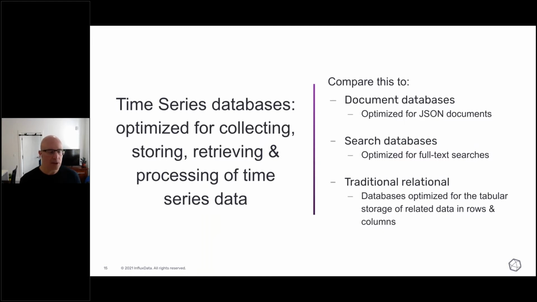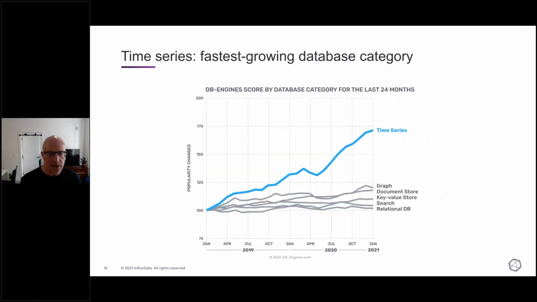So time series databases are purpose-built for collecting, storing and retrieving time series data. And this is different from other databases, where you might have document databases like MongoDB, which are optimized for processing JSON documents, search databases like Elasticsearch, optimized for full text searches, or traditional relational databases, Oracle, MySQL, Postgres, and that's all for relational data. So it's not that Mongo doesn't have a place, or Elasticsearch doesn't have a place, or Postgres doesn't have a place. It's just that you use different databases for different types of data, and time series has its own place.